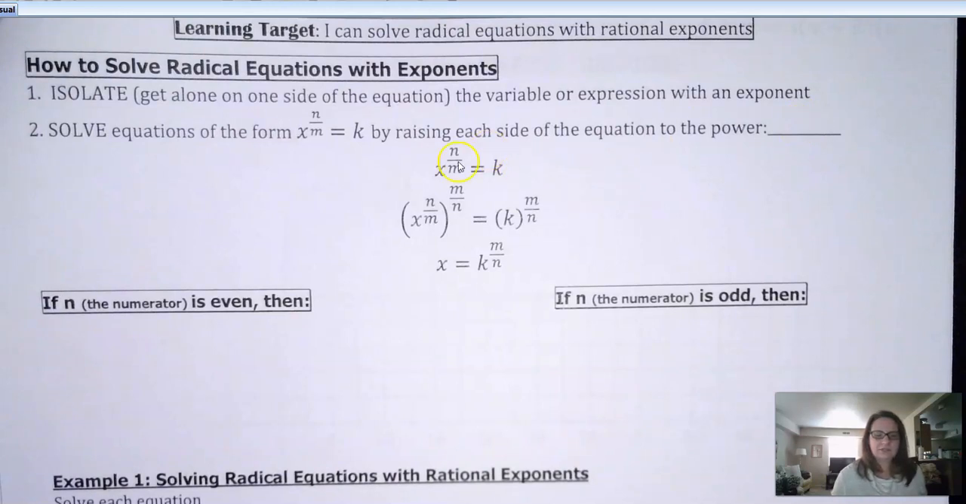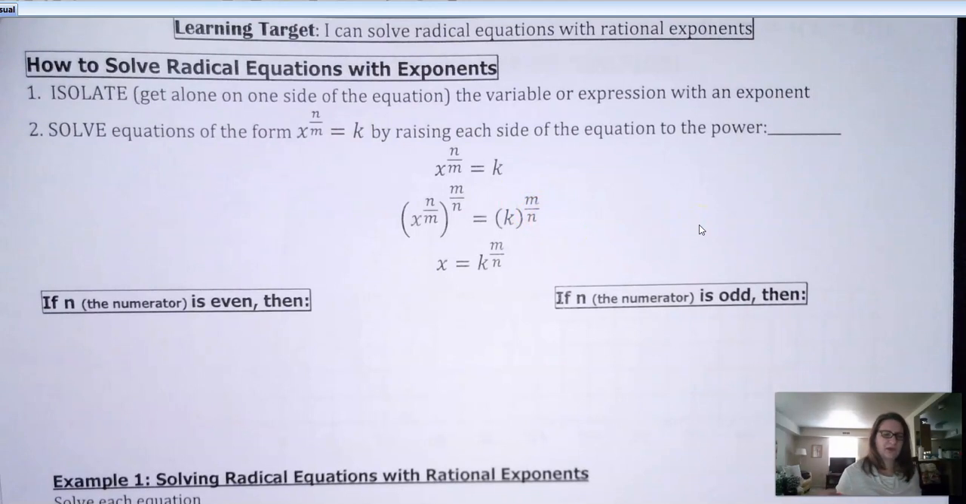And I'm just going to show this on the screen and then we'll go over a couple examples. So x to the n over m equals k. You raise both sides to the reciprocal power. The reason for that is because with a power to a power, you multiply the exponents. And when you multiply a fraction by its reciprocal, it becomes 1, essentially canceling it out. Once you do that on that side of the equation, what you're left with is the other side of the equation to that power.